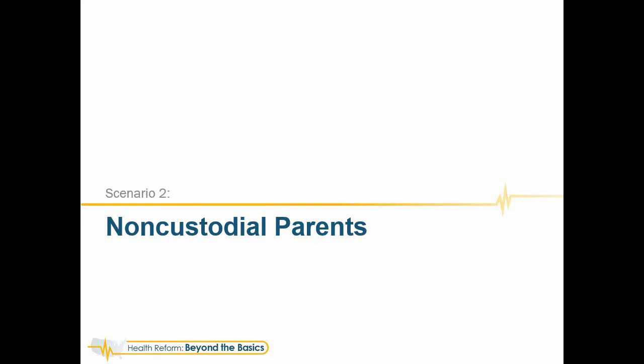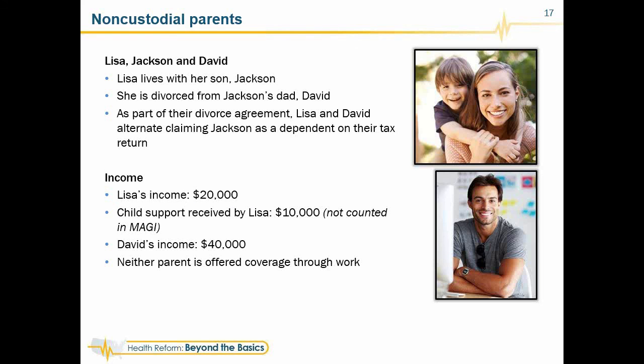So we crammed just about everything we could into that example on affordability, and I hope you all have some questions. We'll take questions at the end, but we know we get a lot of questions on that, so we're ready. The second scenario is one of non-custodial parents. This is also a common situation when you've got two households who are really just trying to figure out how to get through this. So here we have Lisa, Jackson, and David.